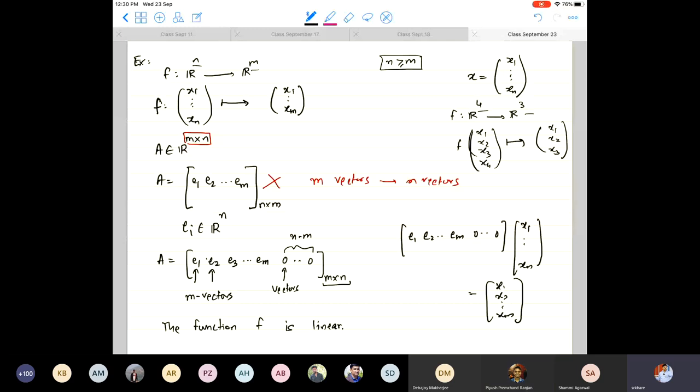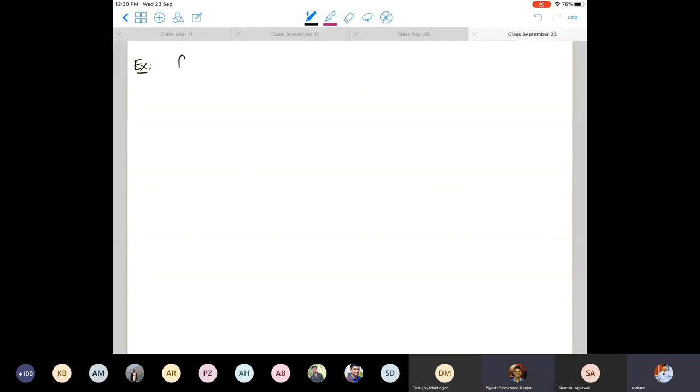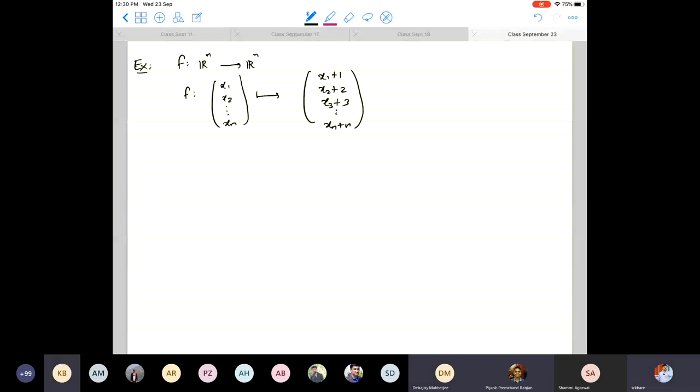So obviously, let us take one more example. Is this a linear function? No. Why is it not linear? It does not follow the superposition. Okay, not a linear function.